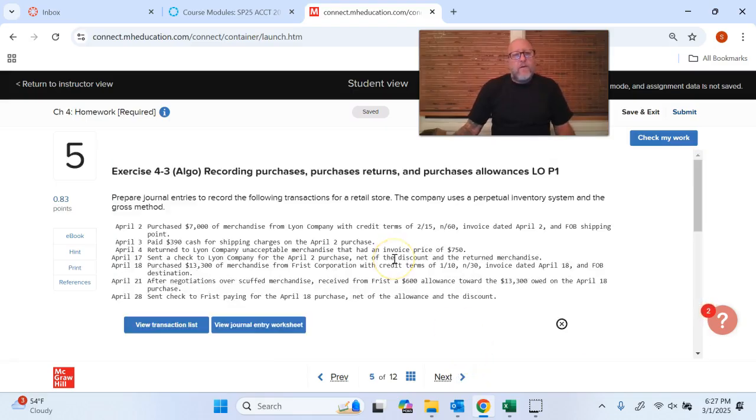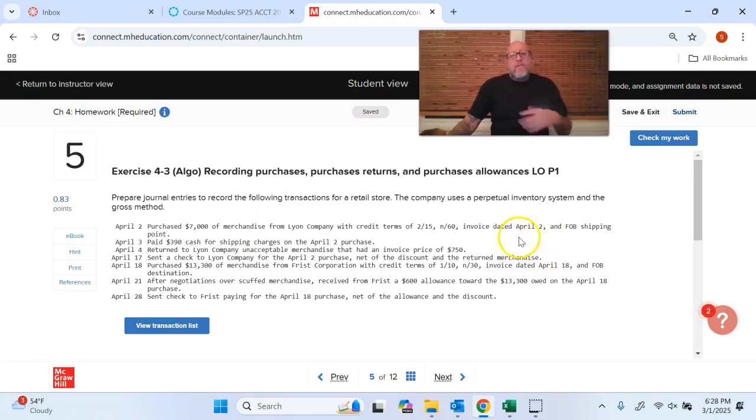Question 5. So recording purchases, returns, and purchase allowance. This is a lot, very much like a question we've already seen. So we're going to purchase on April 2nd, $7,000 of merchandise from Lion Company with credit terms. The invoice is freight on board, shipping point, meaning the buyer takes ownership of the goods immediately once it leaves the seller's place of business.